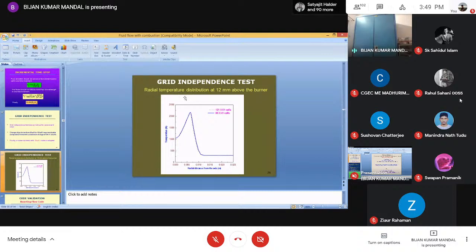What we are showing here is the radial temperature distribution at 12 millimeter above the burner. The burner, through which the air and fuel are entering, is taken as z equal to 0, and above that we are considering from z equal to 0 to 30 centimeter. So we are going to 12 millimeter height, where we are showing in the 12 millimeter plane how the temperature is varying in the z direction and radially. The radial direction is up to 0.24. So this is the thing.